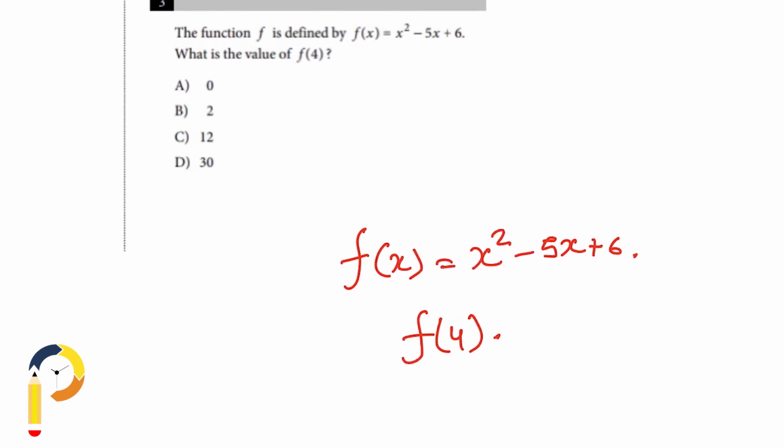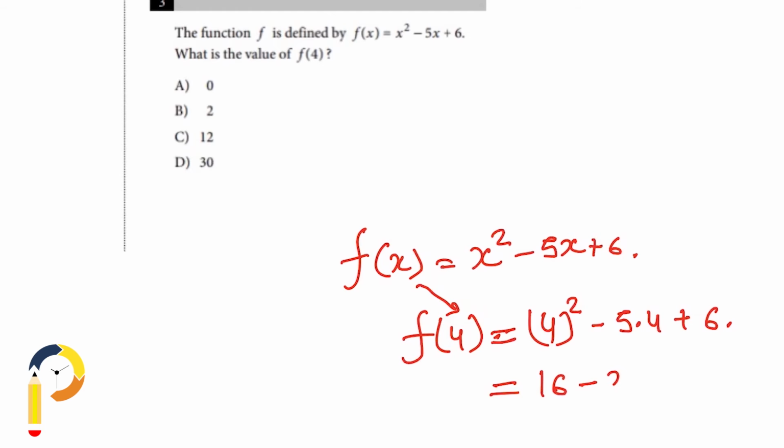Okay, so that means we'll need the output when the input x is equal to 4 in the function, right? So you can just substitute x equal to 4 there. So what will that be? 4 squared minus 5 times 4 plus 6.